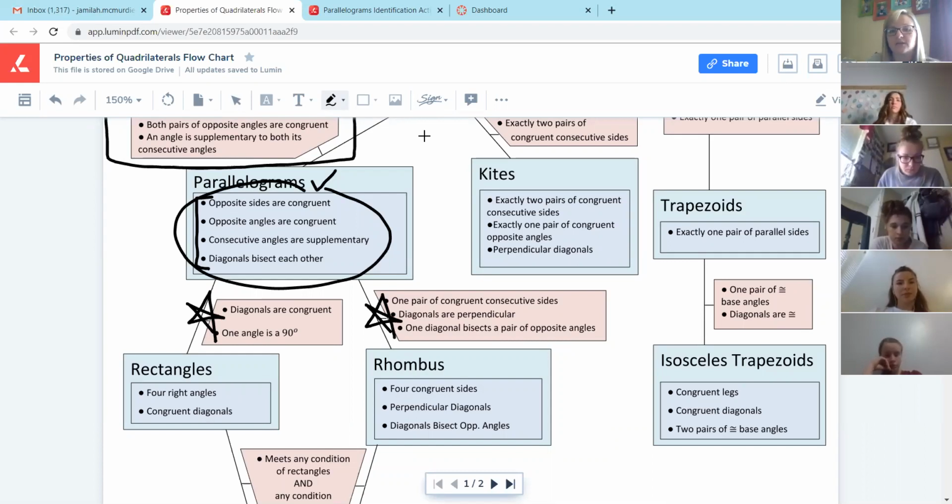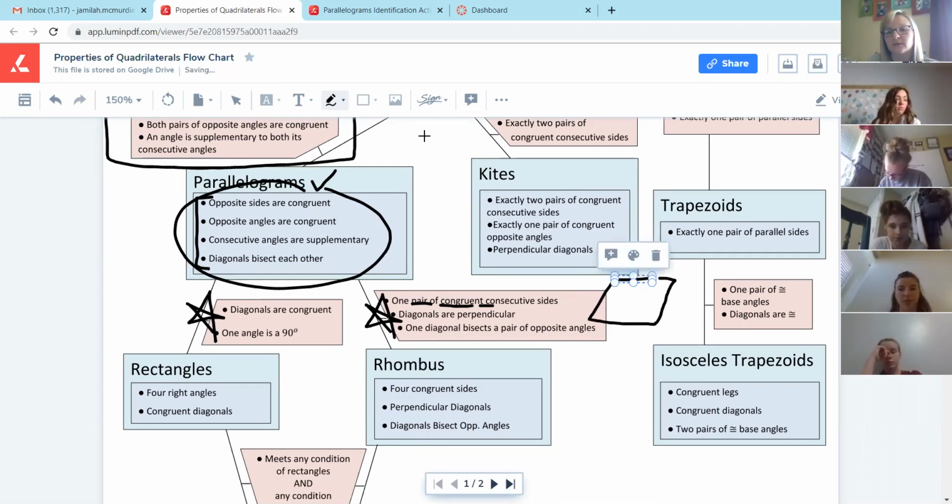Okay, over here on this one, if you have one pair of congruent consecutive sides, anyway, so if you see that. So consecutive sides is saying not opposite sides. So this would be opposite sides, yeah?